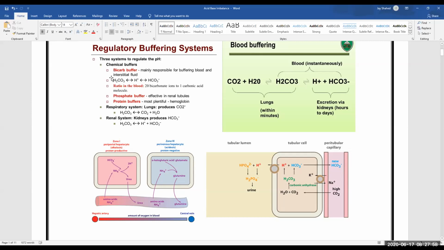So chemical buffers, all these four here, or actually three, this is just in the blood of the bicarbonate, and this is in the interstitial. And then we have the respiratory system, and then we have the renal system. So all these things here kind of balance the pH.